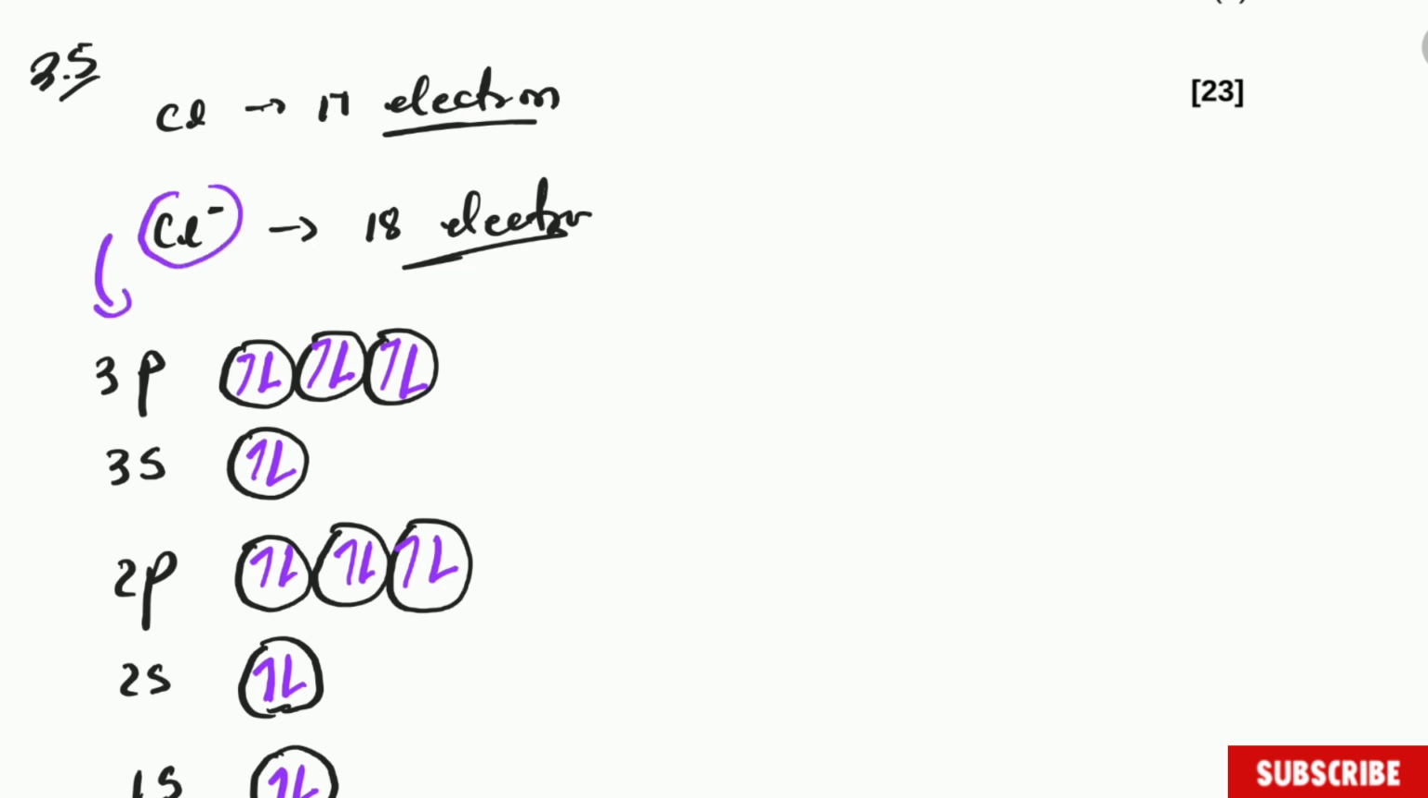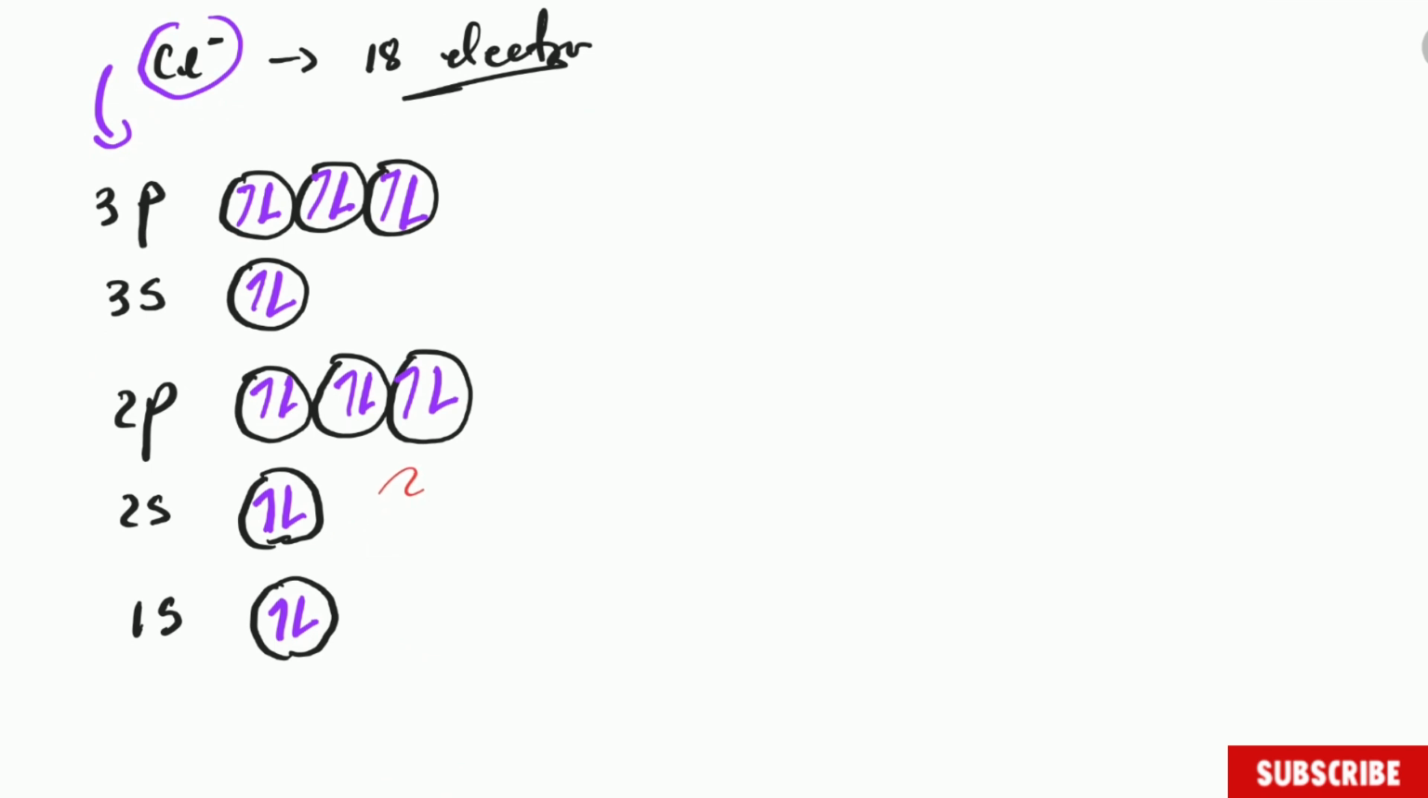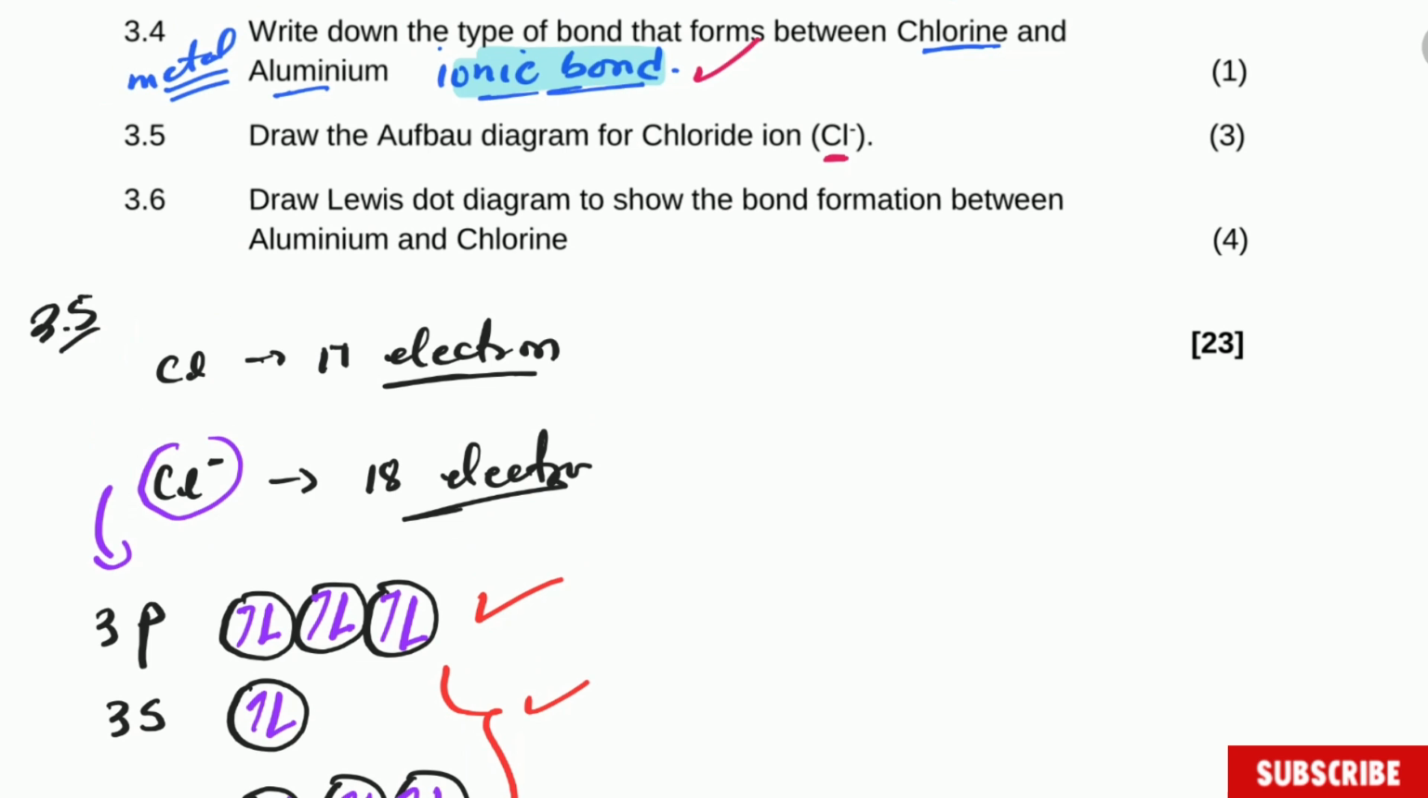Okay? Now the marks allocation here, guys, you will get 1 mark for completing this side here, 1 mark for completing this side here, and 1 mark for completing the last part there. Okay? Now, to finish the question, draw a Lewis dot diagram to show the bond formation between aluminum and chlorine.